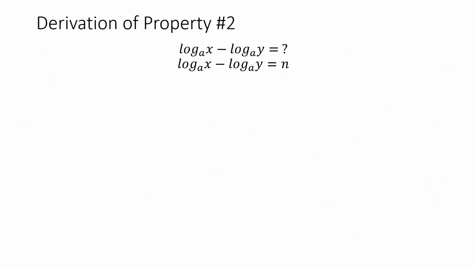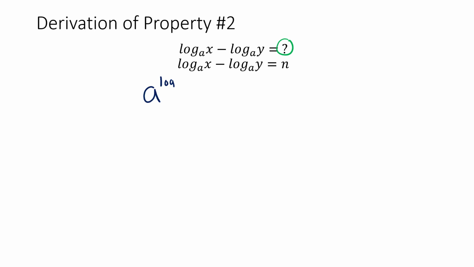Second property, this one involves subtraction, and I've got it set up here the same way, where what we want to know is what is happening if we subtract the logs. We're just going to call that n, and we're pretty much going to do the same thing, so we'll go through this one a little bit faster.